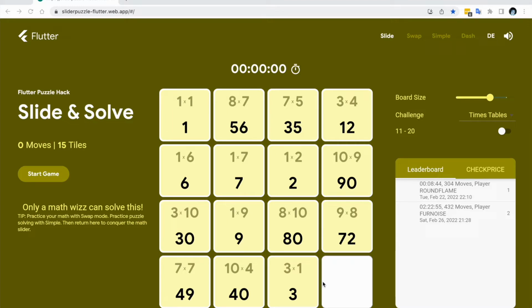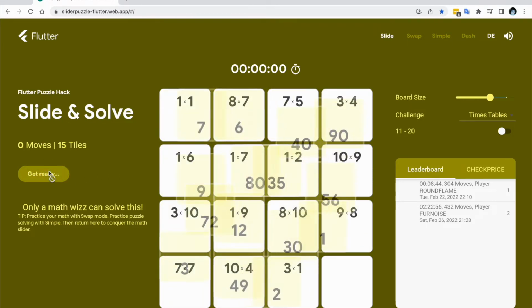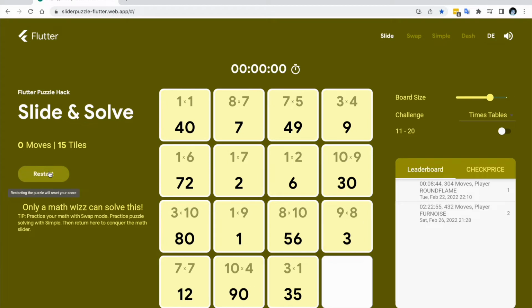In the neutral state, challenges and solutions are matched up. 7 times 5 is 35. Once I start the game, the tiles with the solutions are shuffled several times, and it becomes my job to slide them back into place. For example, here is 3 times 1, which is 3, so let me get the 3 into that position. Once a tile is in the correct position, it is marked with a yellow frame.